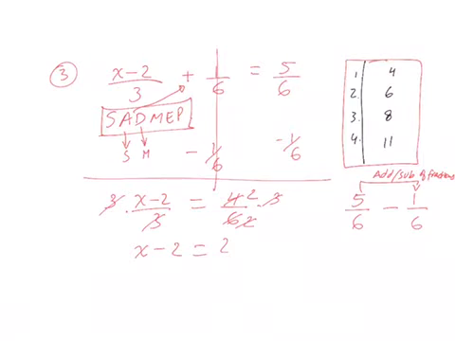Let's look at the last step. Now we've got the subtraction part, right? You see the subtraction. So what's the opposite of subtraction? Addition. So let's add 2 to both sides. This cancels, we get x is equal to 4. So let's see our answer choice. Answer choice is 4.